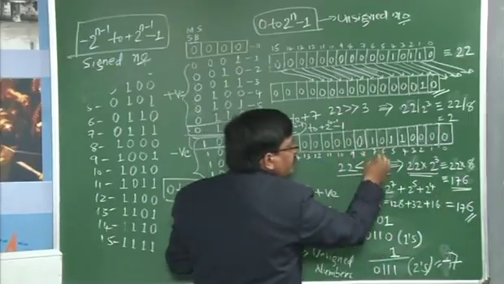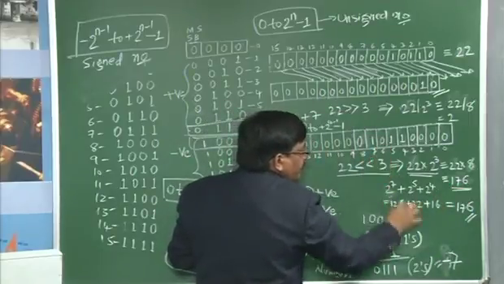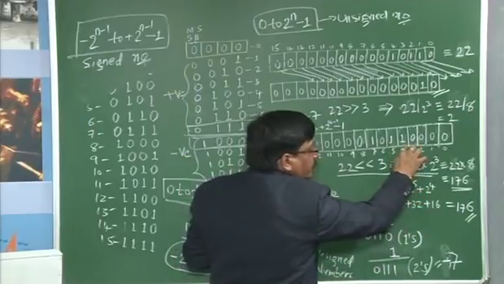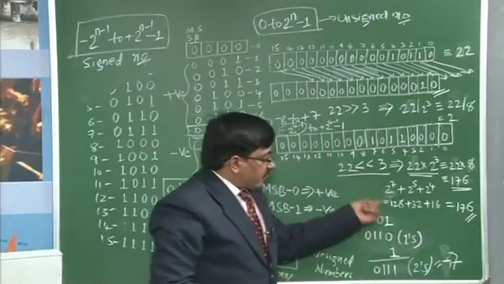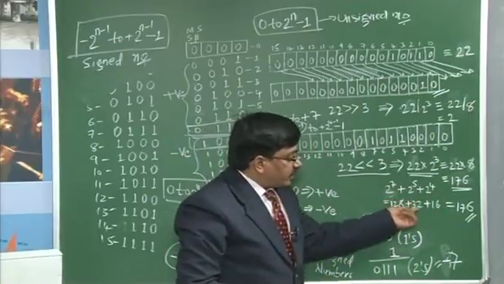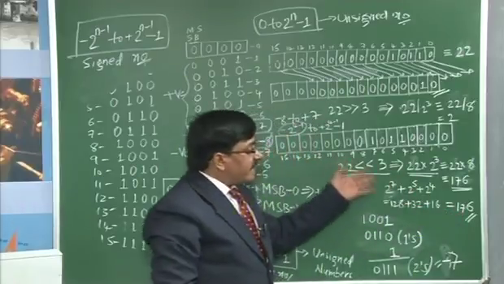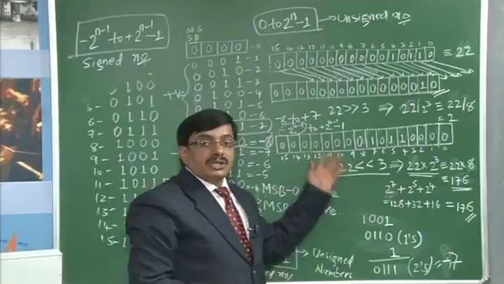If you look at the bit positions here, this is the 7th bit position, 2 raised to 7, this is the 5th bit position, 2 raised to 5, plus this is the 4th bit position, 2 raised to 4. 2 raised to 7 is 128, 2 raised to 5 is 32, 2 raised to 4 is 16, the total is 176. So, shifting left by n bits is the same as multiplying the number by 2 raised to n.